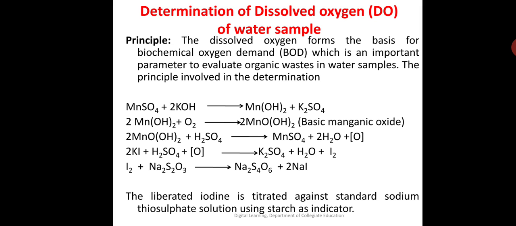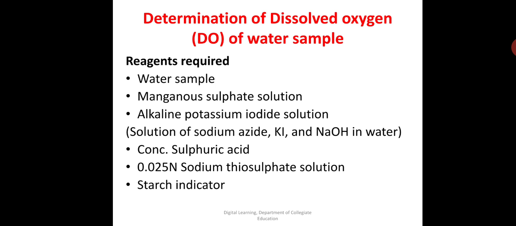This nascent oxygen reacts with potassium iodide and liberates iodine, and this liberated iodine is titrated against sodium thiosulfate solution using starch as indicator. The amount of iodine liberated is equivalent to the amount of oxygen in this reaction. So the liberated iodine is titrated against sodium thiosulfate using starch indicator, and thereby we can determine the amount of dissolved oxygen present in the given sample. The reagents have already been discussed.